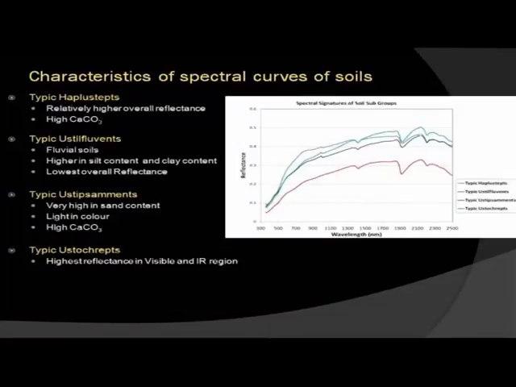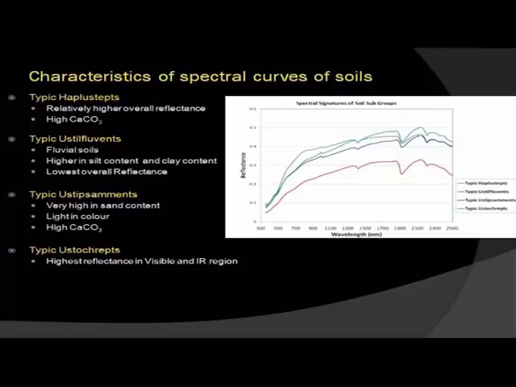When you see them, out of 85 soil samples, when you classify them into these classes, we got 4 classes: typic haplustepts, typic ustifluvents, typic ustipsamments, and typic ustochrepts, and the spectral patterns look to be different. In case of haplustepts, you get relatively higher overall reflectance, and also high calcium carbonate. In case of ustifluvents, which are fluvial soils, you have higher silty and clay content. That's the reason why you get low reflectance throughout the ranges.